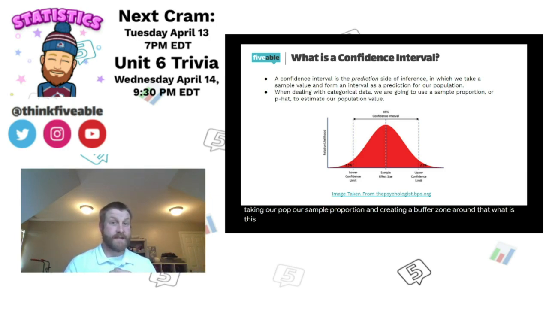What is the statistical term used for that buffer zone? Can anybody remind us of that term?